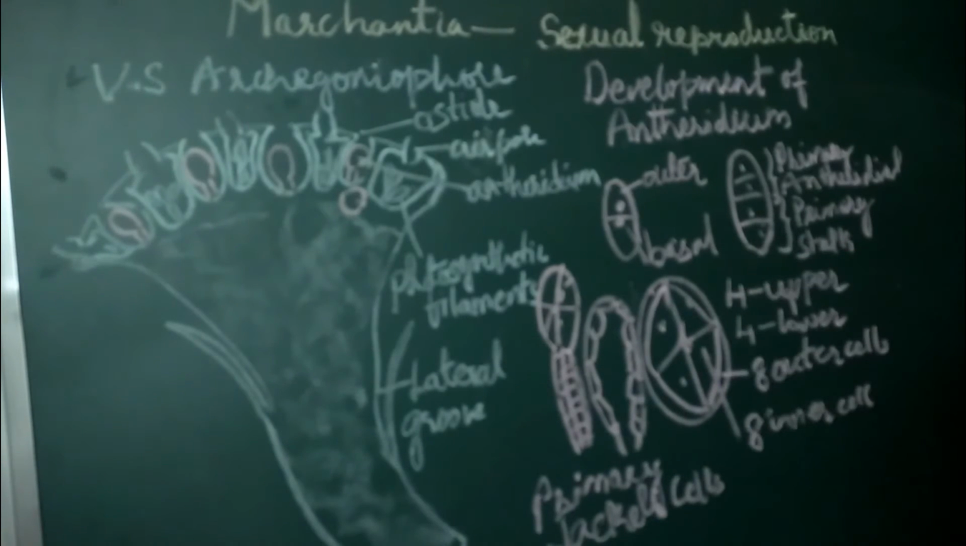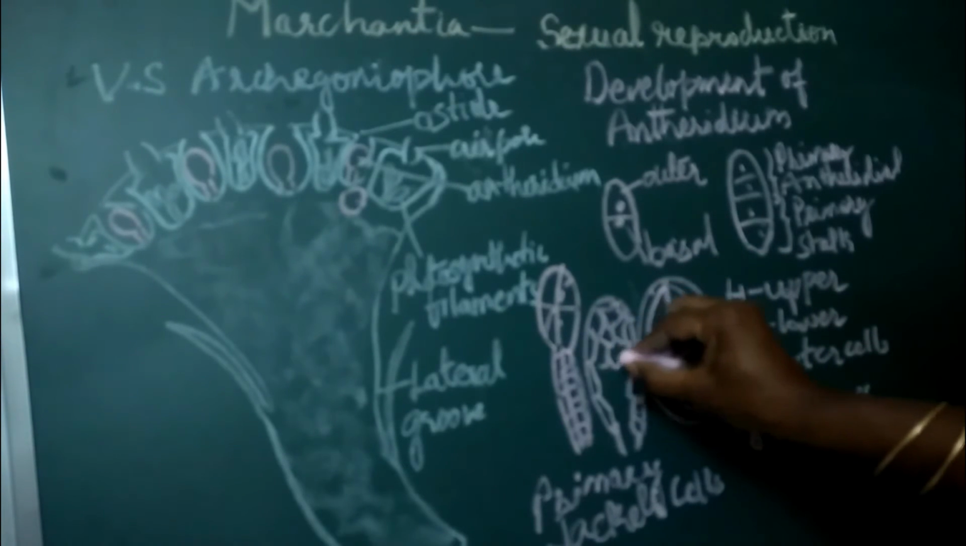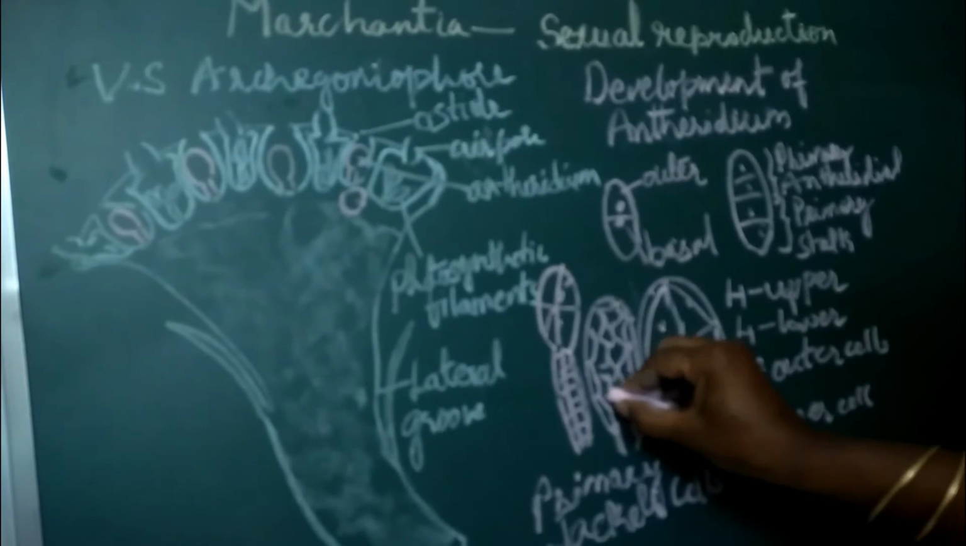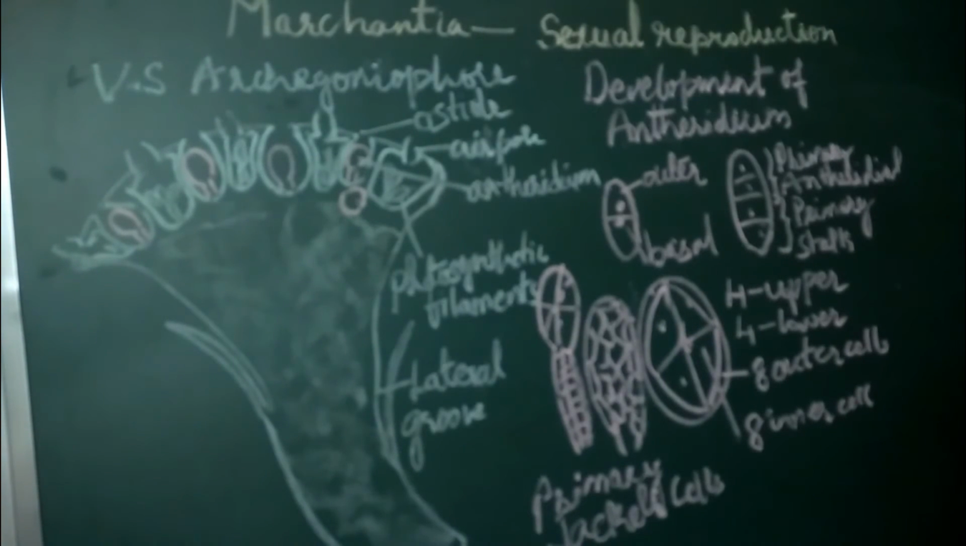The 8 inner cells divide a number of times to form a large number of cells called the androcytes.